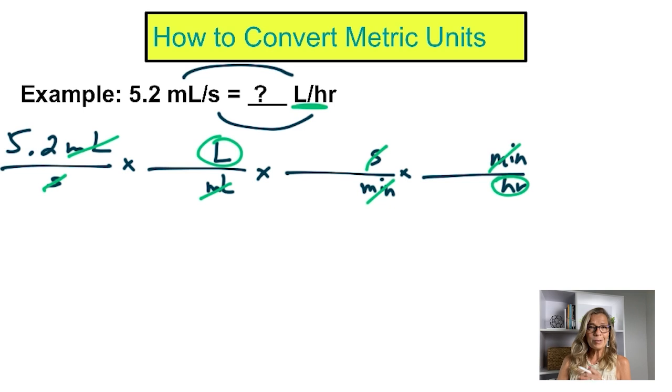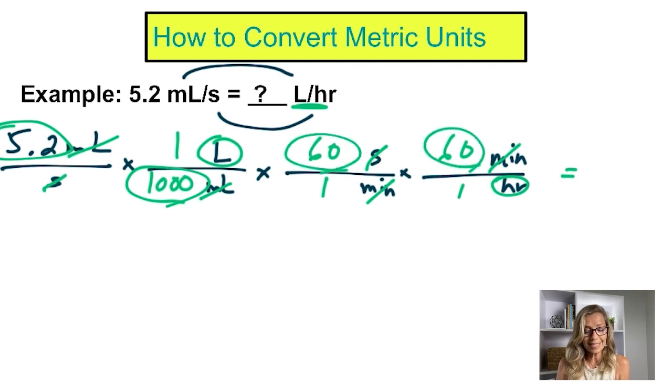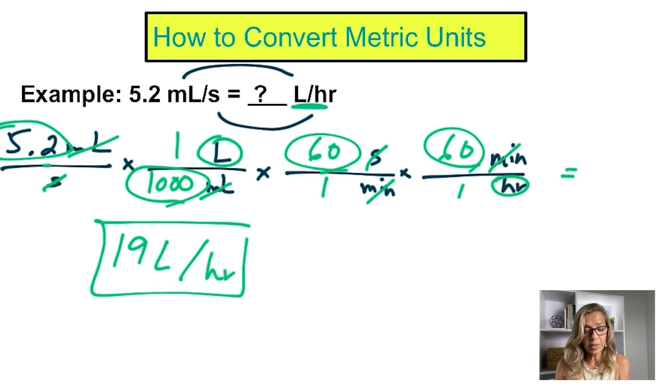Now let's go back and throw some numbers in here that make these relationships true. So I know that 1 liter is 1,000 milliliters. Remember the box, those little milliliters, 1,000 of them makes up a liter. And then you definitely know 60 seconds is in every minute and 60 minutes in an hour. And so all you have to do, those units will cancel. Go to the calculator, 5.2 divided by 1,000 times 60 times 60, and you will get 19 liters per hour. And sig fig wise, we want to start with what we started with. So I hope these little tricks will help you converting units.